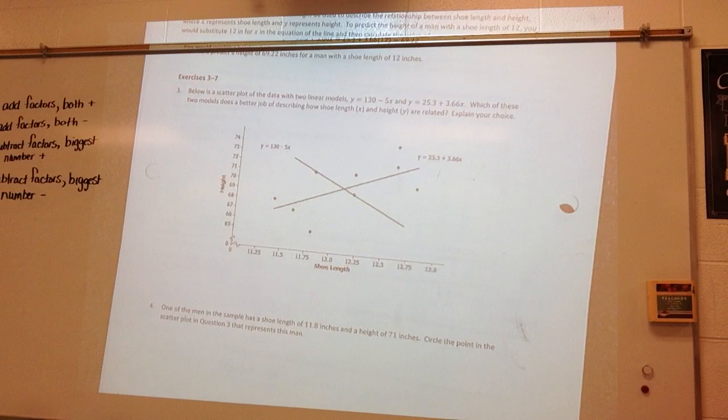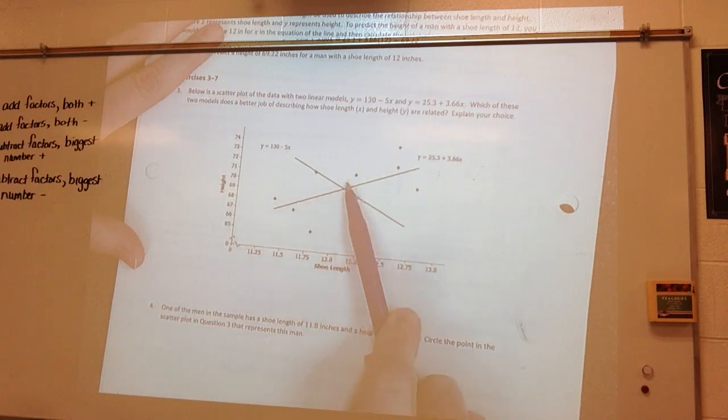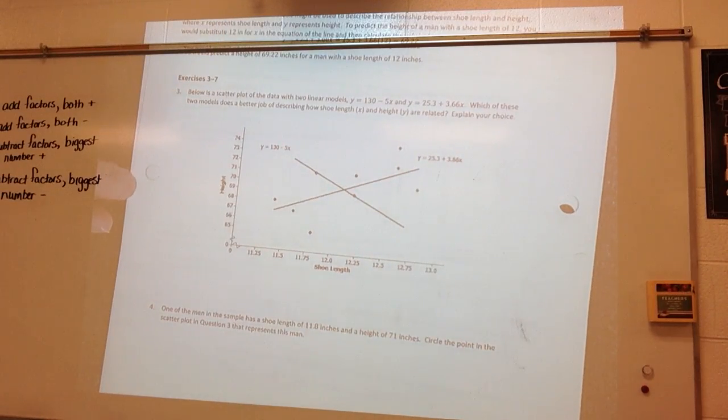Exercise number 3. Below is a scatter plot of the data with two linear models: y is equal to 130 minus 5x, and y is equal to 25 3/10 plus 3 66/100 x. Which of these two models does a better job at describing the shoe length and the height, and shows how the shoe length and the height are related? Explain your choice. Well, here is the line for y is equal to 130 minus 5x. Here is the line for y is equal to 25 3/10 plus 3 66/100 x.